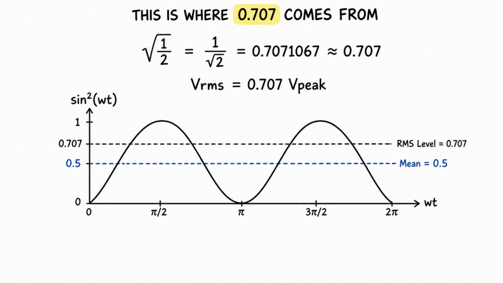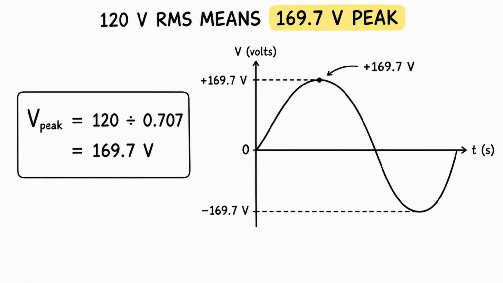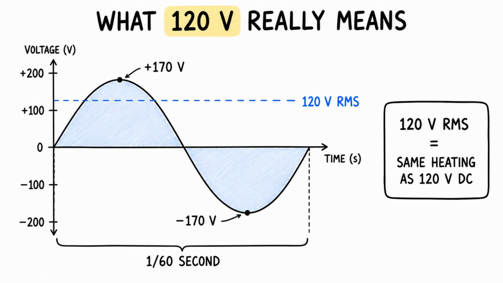It was not chosen. It emerged directly from the fact that the average of sine squared over a complete cycle is exactly 1/2. And the square root of 1/2 is 0.707. For a 120-volt RMS supply, V peak equals 120 divided by 0.707, which equals 169.7 volts. Your wall outlet is swinging between positive 170 volts and negative 170 volts every 1/60th of a second.